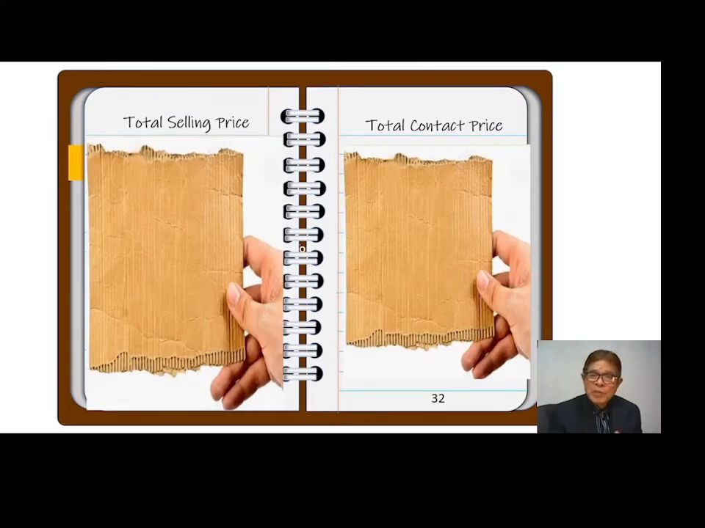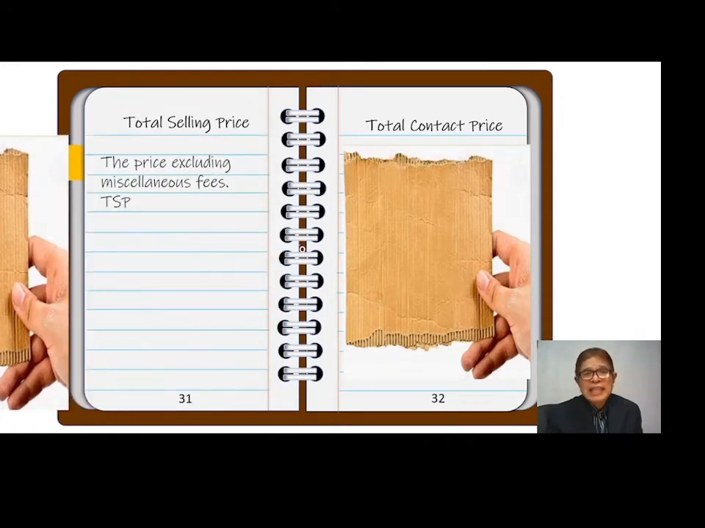I'm sure that your prospect buyer will ask you lots of questions. And one of the most asked questions is about the price. You must therefore distinguish between total selling price and total contract price. What is total selling price or TSP? It is the price excluding miscellaneous fees.